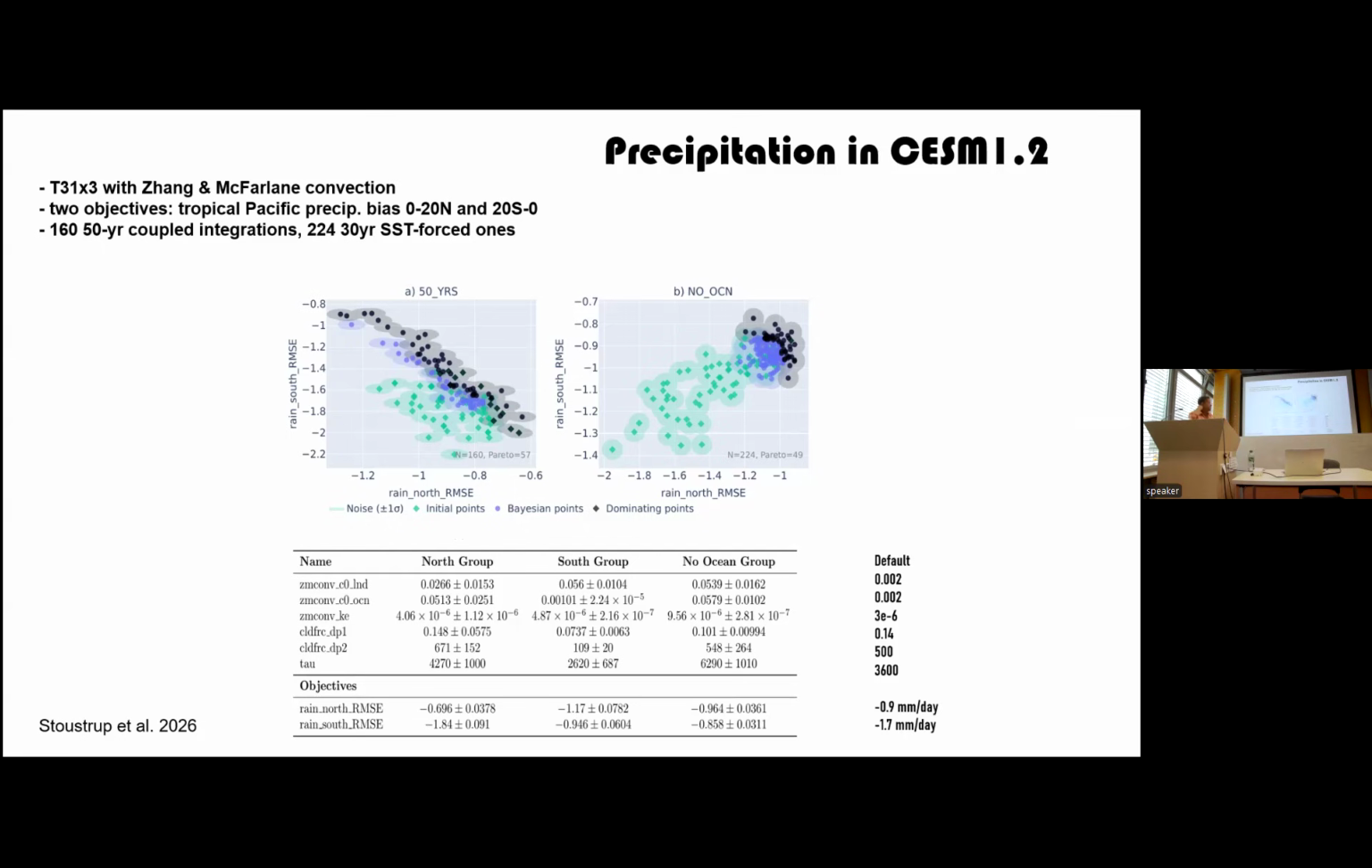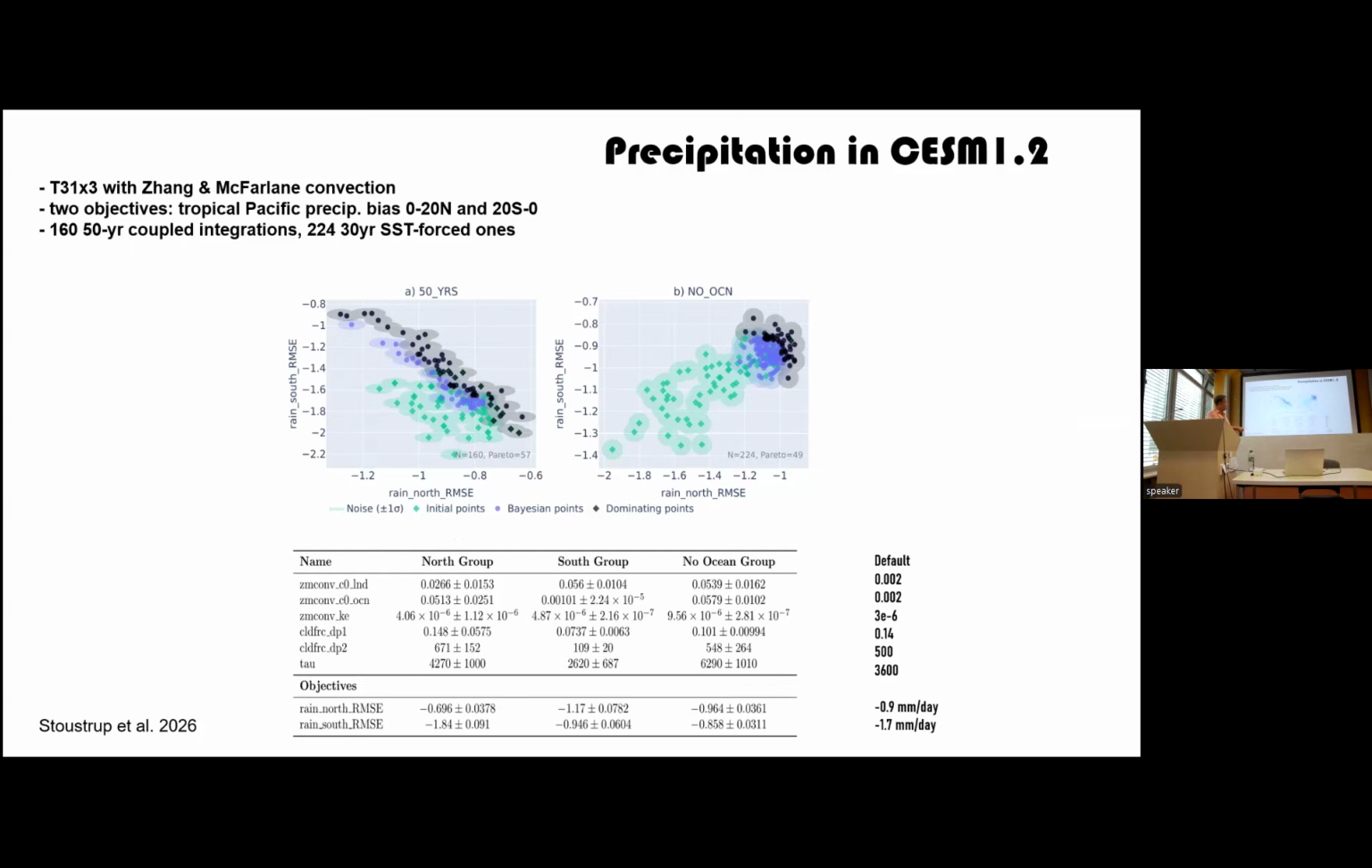I think the first lesson here should be not to tune the forced model only. It's of course much cheaper to tune only the atmosphere because you don't have to worry about internal variability and you don't have to carry the cost of the ocean. But you see the tuning gives you a very different behavior because you have these air-sea feedbacks.